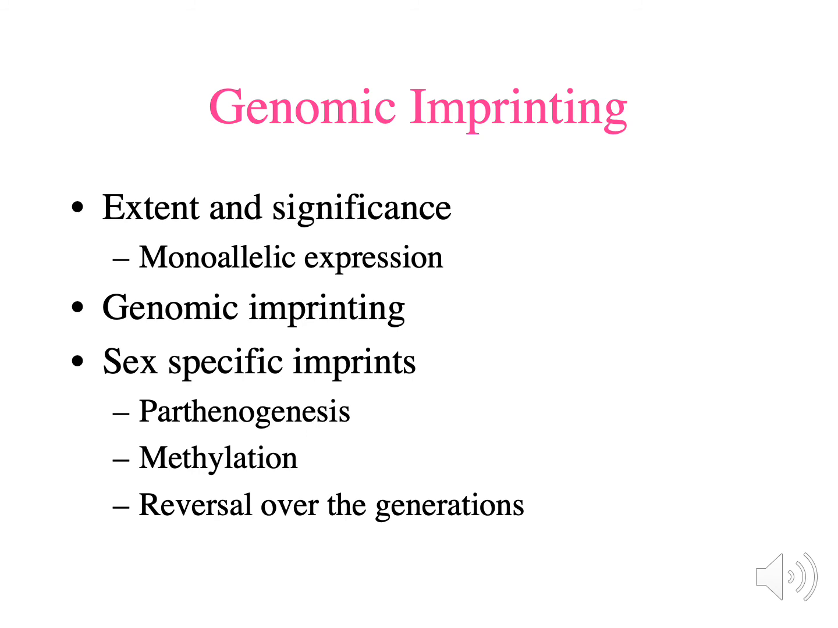Parthenogenesis fails in mammals because a subset of developmentally important genes are expressed only if inherited paternally. A different subset are expressed only if inherited from a maternal egg.